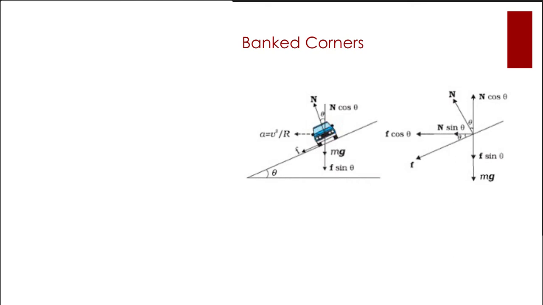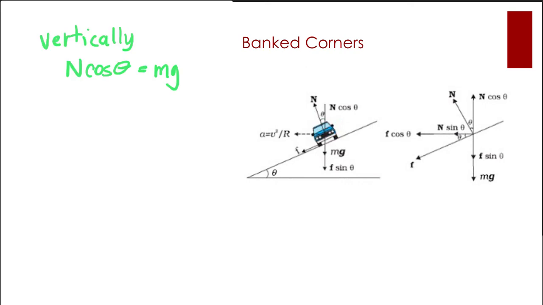If you look, we have vertically no acceleration. That means the upward forces must balance the downward forces. So let's look closely at what those are. The reaction force, which I also call the normal force because it's always perpendicular to the surface, is acting in this direction here. So it now has a vertical and a horizontal component. Vertically, the component here is going to be n cos theta because my theta here is the same as this angle right here.